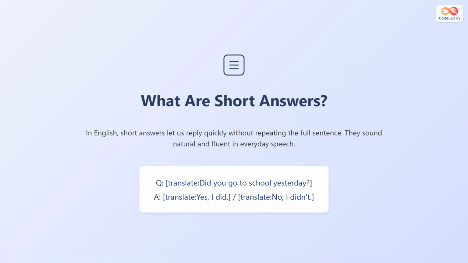Short answers are quick replies that sound polite and clear. Instead of repeating the whole sentence, we just use yes or no plus the subject and the helping verb. For example, if someone asks, "Did you go to school yesterday?" we can answer, "Yes, I did," or "No, I did not."